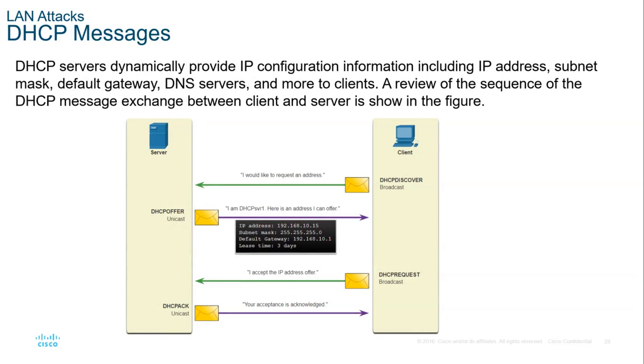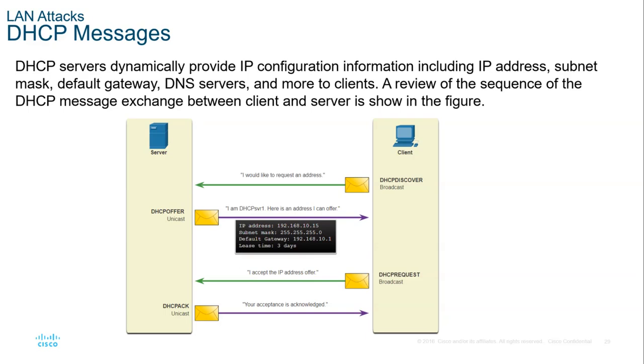Then we have DHCP, the operations of DHCP messages. The DHCP server dynamically provides IP address information, including IP address, subnet mask, default gateway, DNS server, and more information to clients.